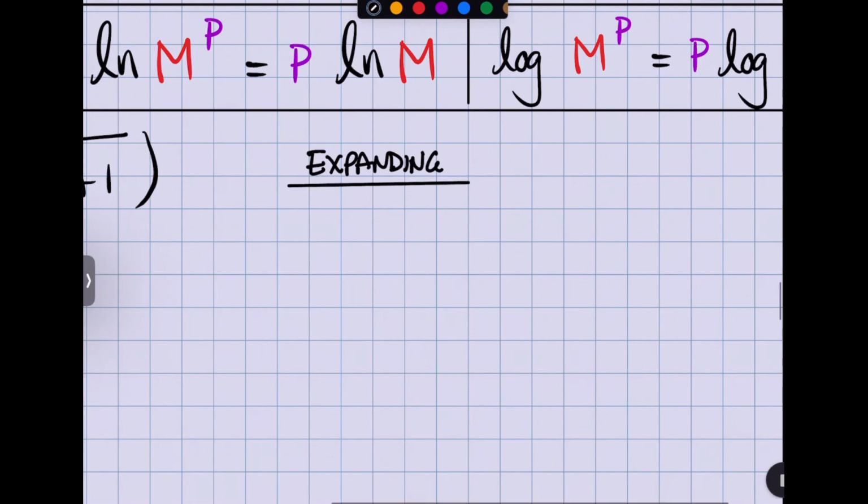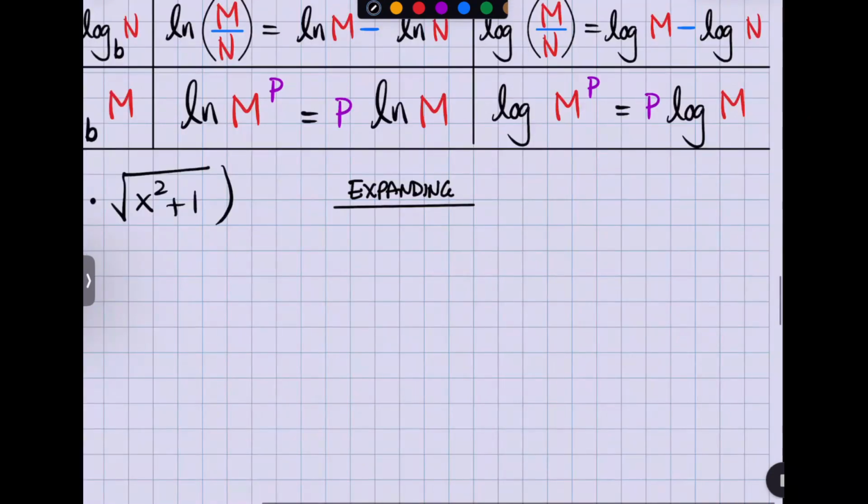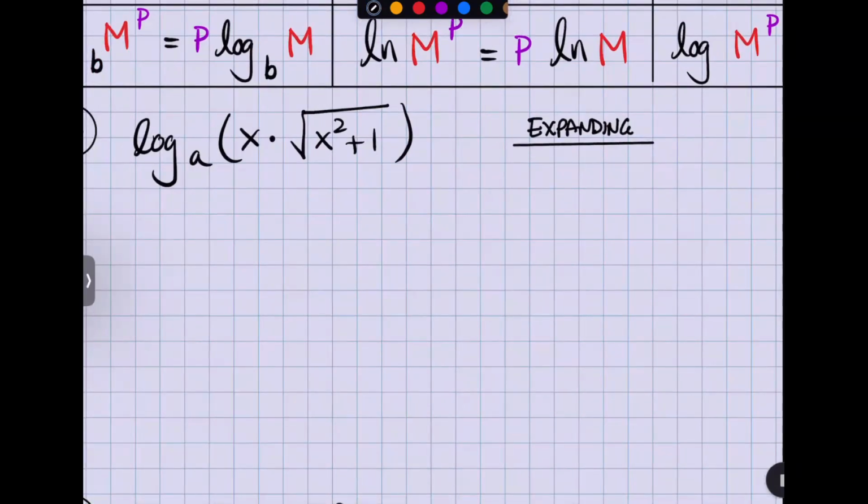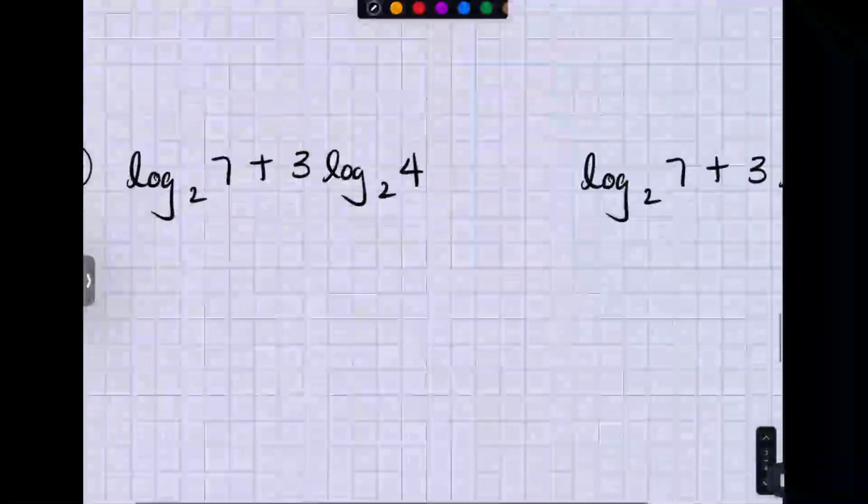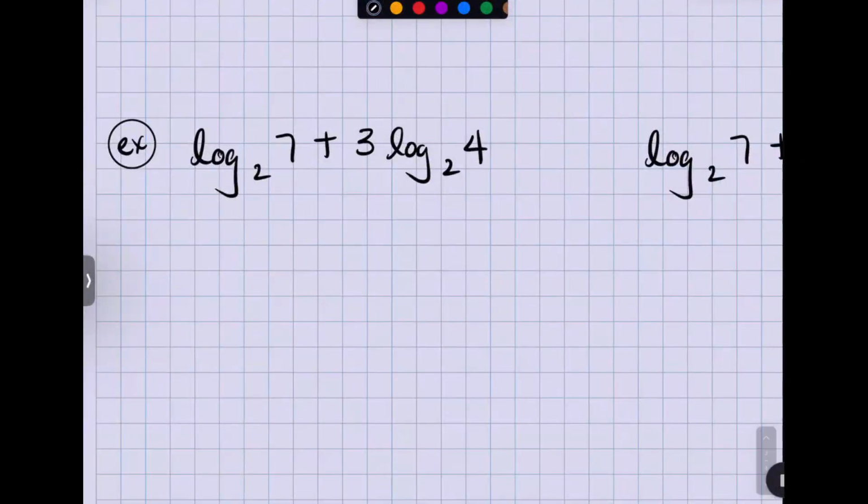So if you look at my examples here, this first example here has one log. That means I have to expand it. Here, this example, I got multiple logs. That means I have to condense it. Does that make sense? Okay.